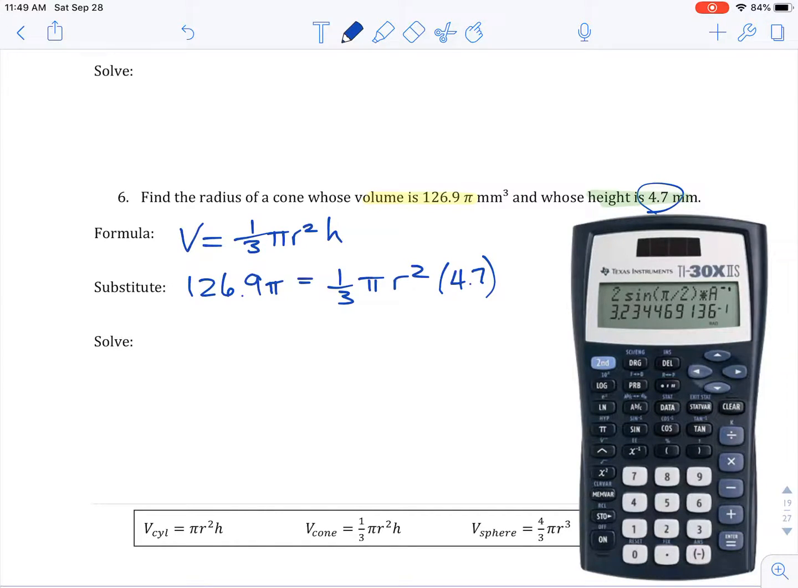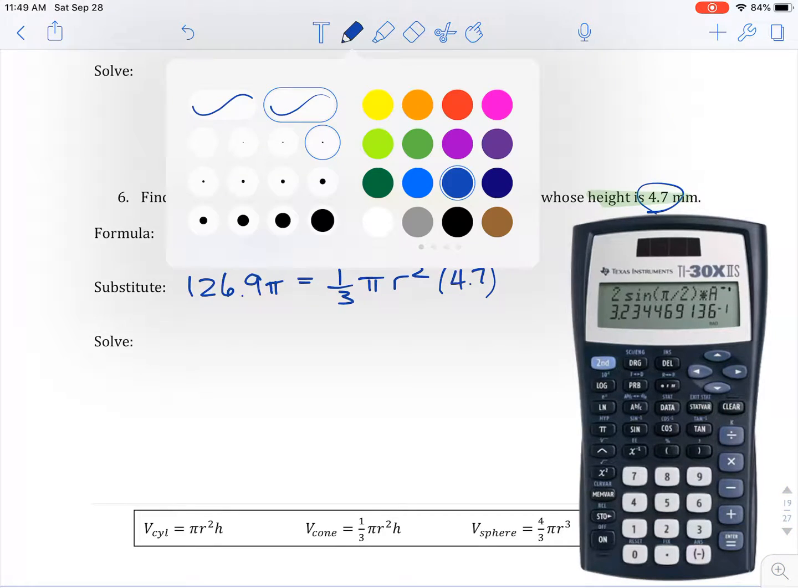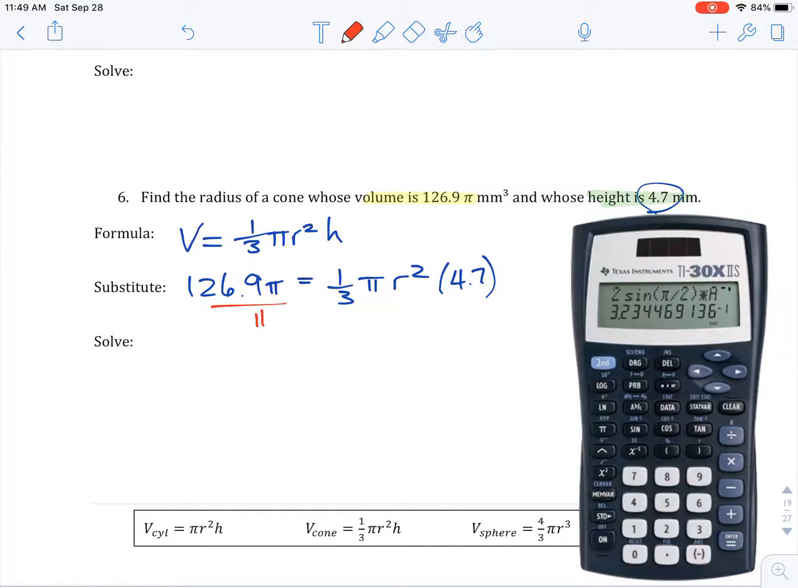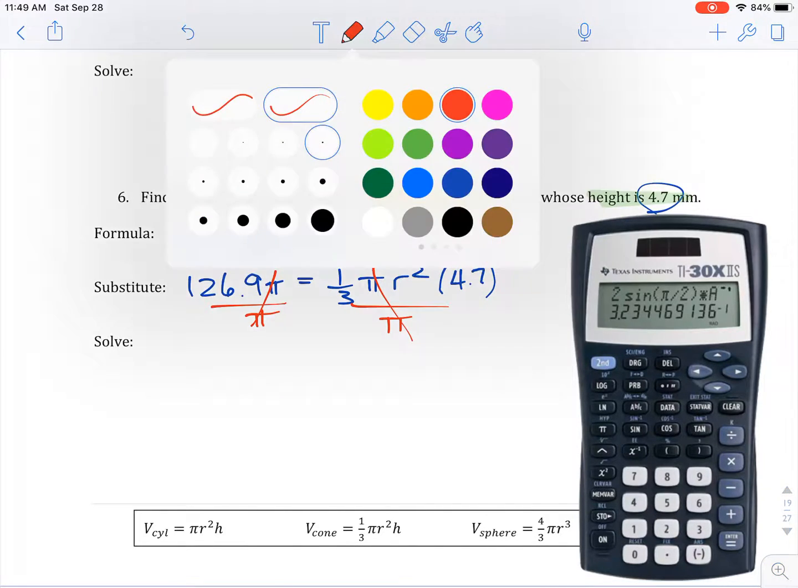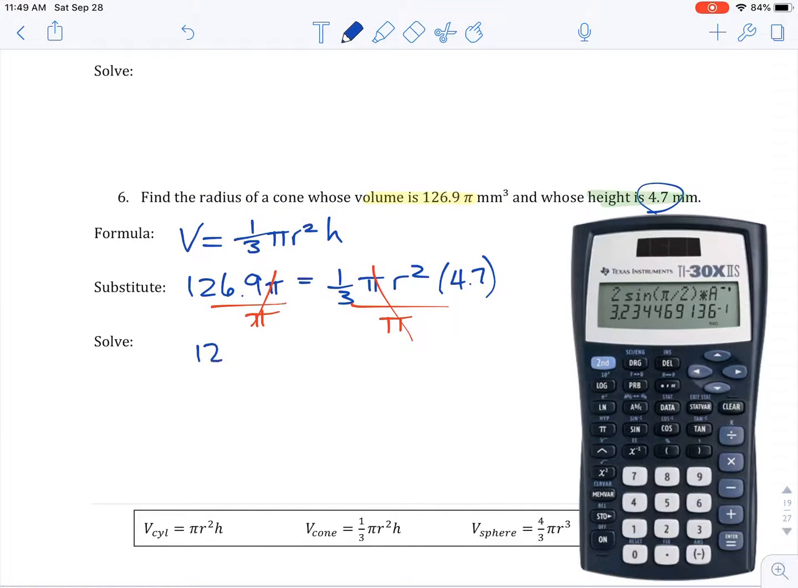Now we're going to try and get everything gone and just have r left. That's our goal, to solve for r. Let's get rid of our pi's first on both sides by dividing by pi on both sides. So we get 126.9 equals a third of r squared times 4.7.